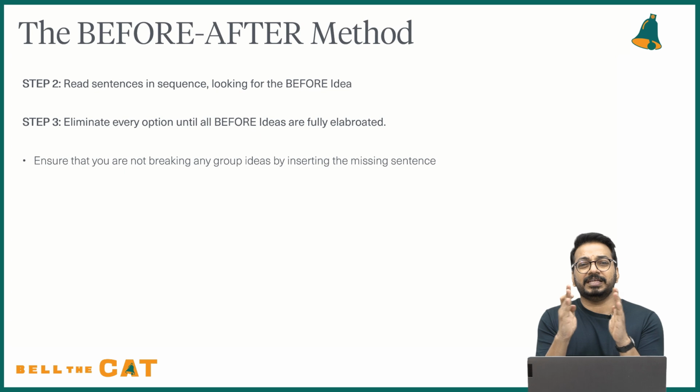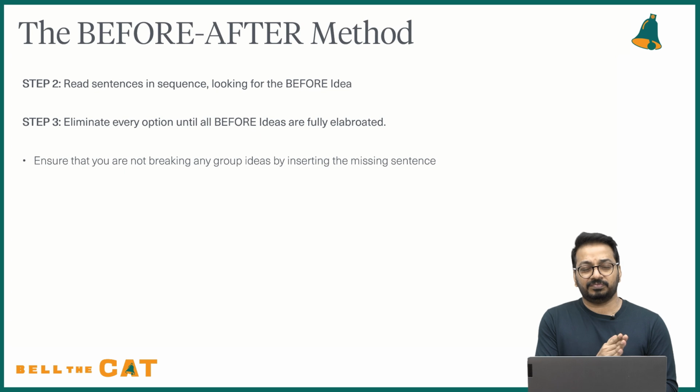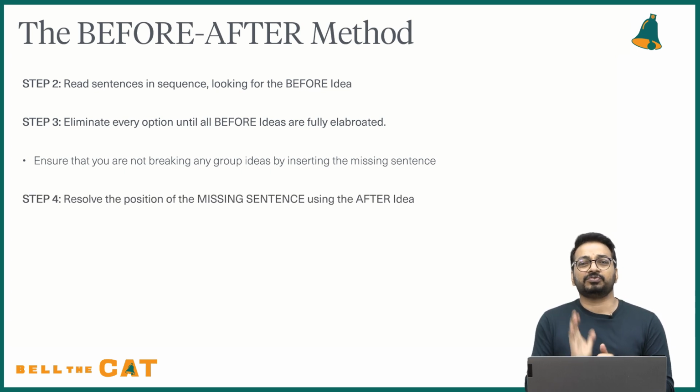All similar ideas or all related ideas should always come close to each other, right? So ensure that whenever you're eliminating the option, all similar ideas are together, all before information you're getting, and you're not breaking into anything. Once you know this has to go here, right? All the before ideas are there.